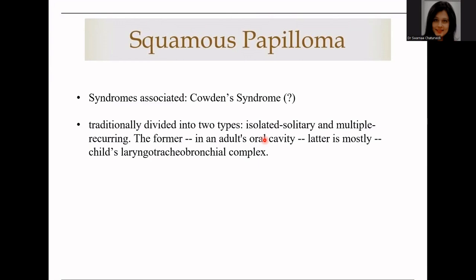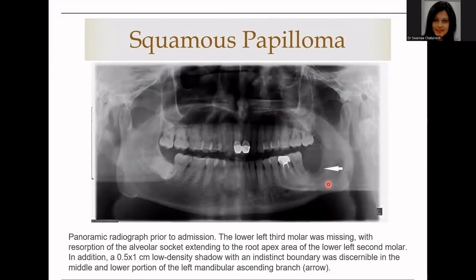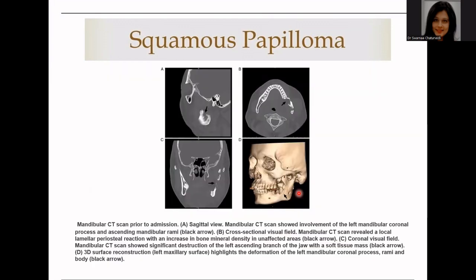Traditionally, this lesion has been divided into two types: isolated and solitary, and multiple recurring. The oral cavity ones are the isolated solitary ones, while the multiple recurring are found in the laryngotracheobronchial complex. A couple of days back, I came across a very interesting case of squamous papilloma on a rare site, the mandible, when I saw its CT scan.